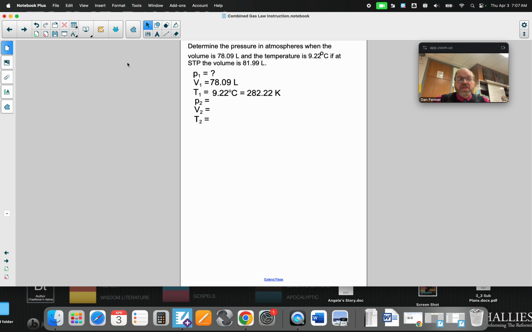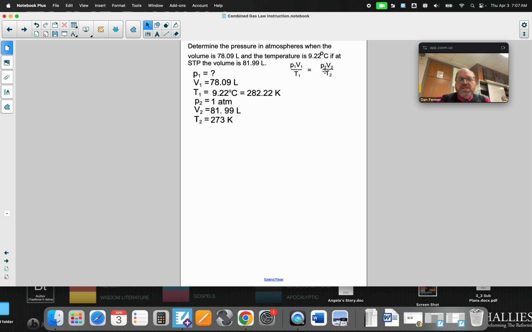In atmospheres, that's 1. And then the temperature there is 81.99 degrees Celsius. What's standard temperature? 0 degrees Celsius. Again, we don't like 0, so it's got to be 273. All right, so we take our combined gas law, which is right there, and then we're going to solve for P.